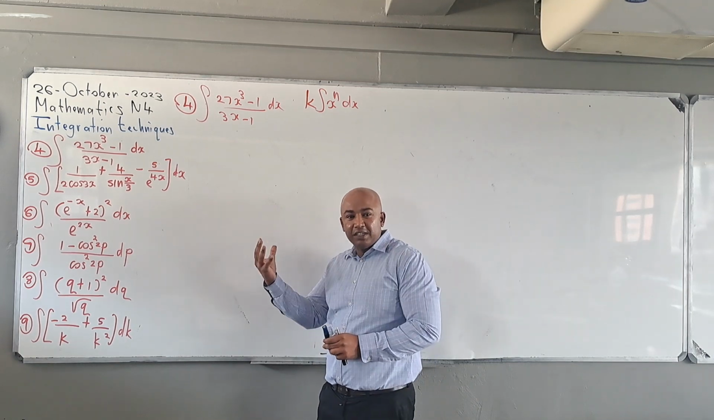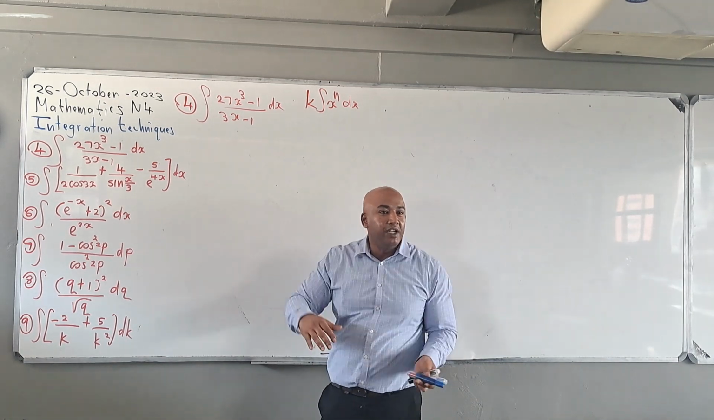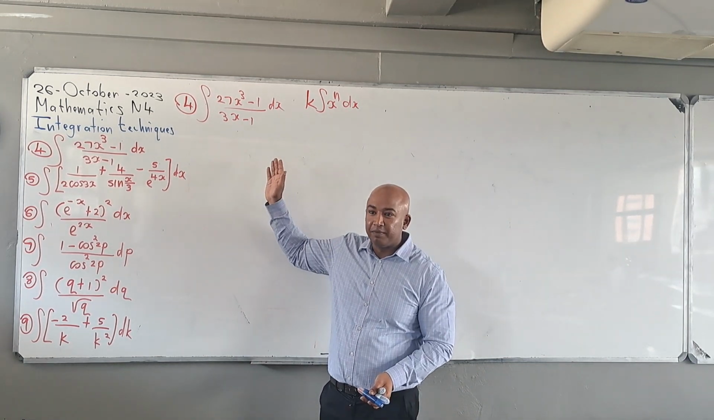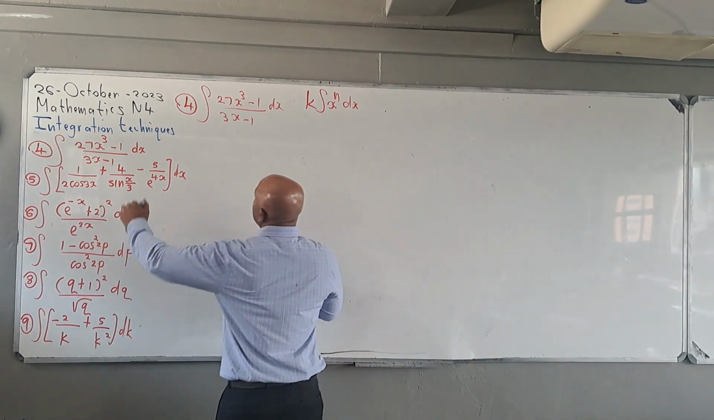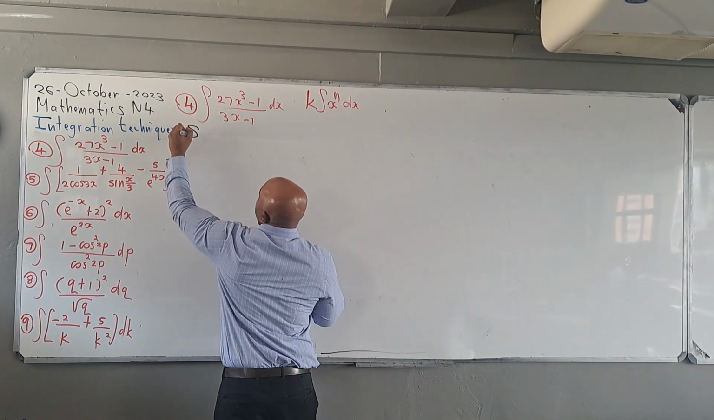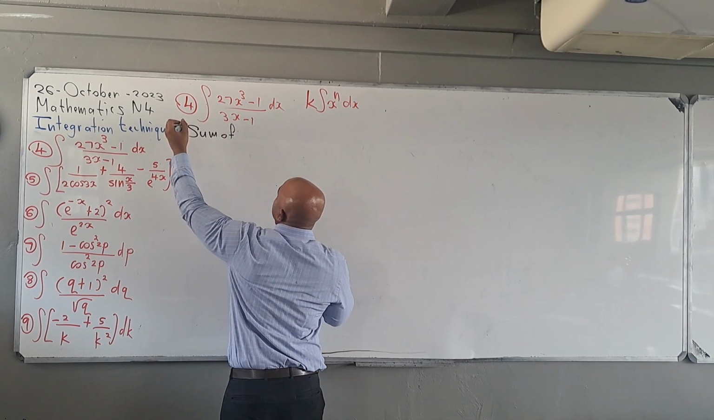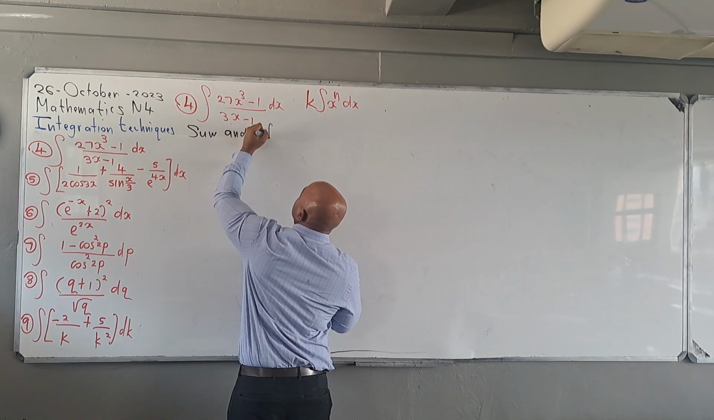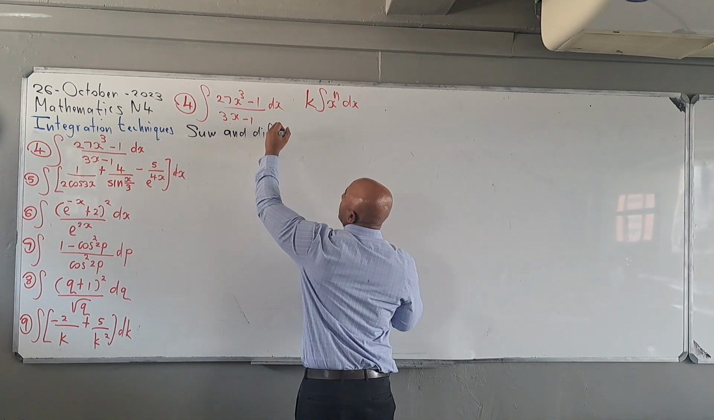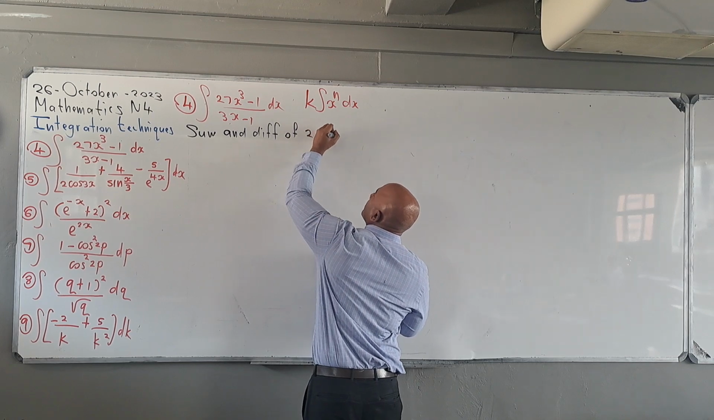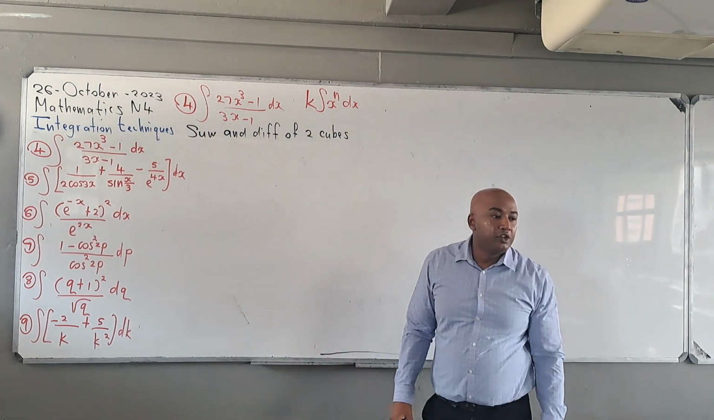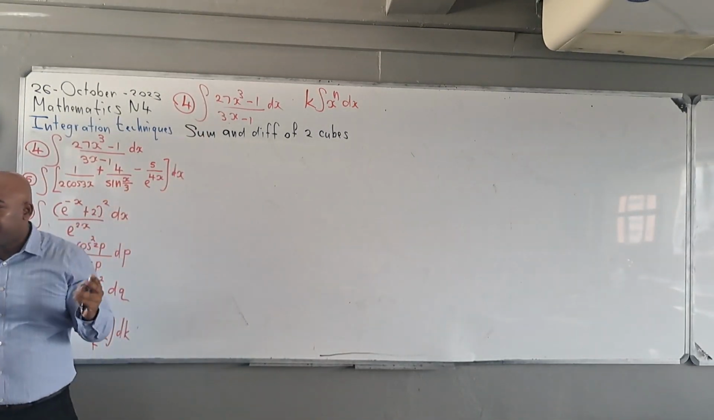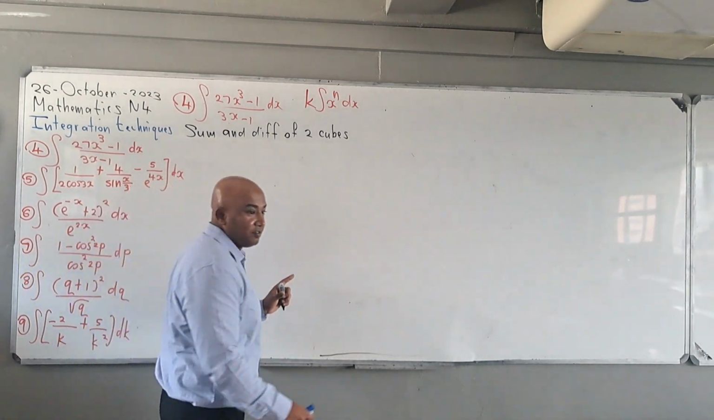Right, so you won't get a question that cannot be simplified in N4, only in N5. In N5, then we use long division to work out something like this. Right, so now, this is the sum and difference of two cubes. So you might encounter something like this here. The formula is not given to you on the formula sheets, right, for the difference of two cubes.